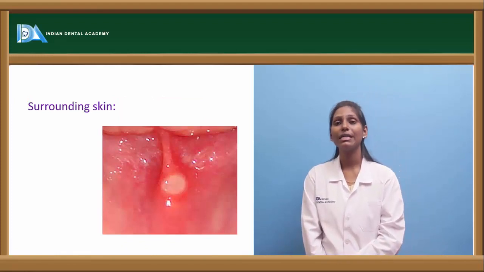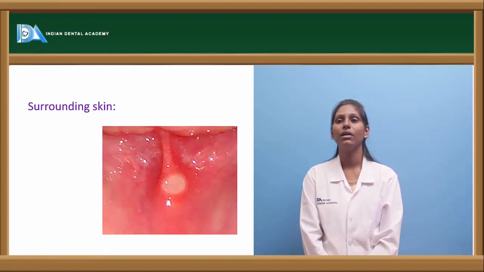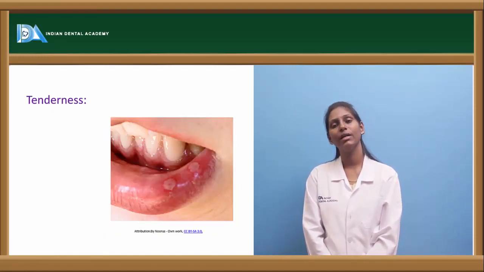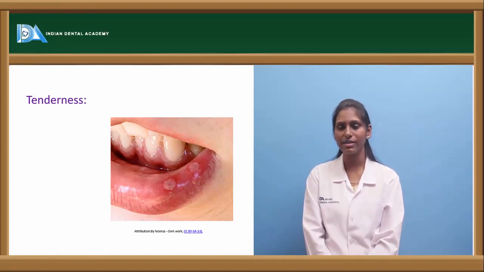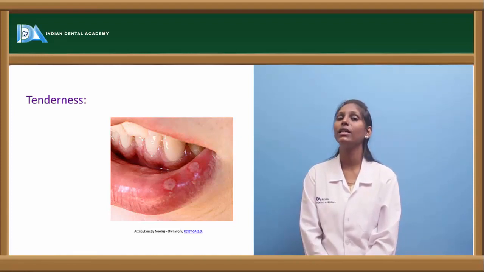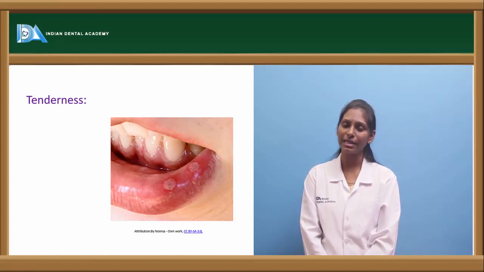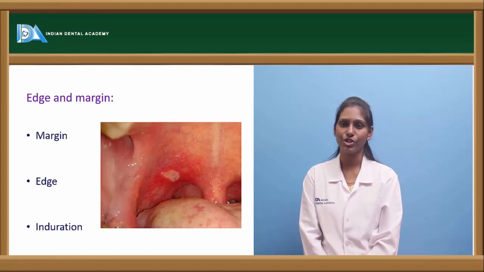And coming to the surrounding skin, this ulcer where we can see an erythematous border surrounding it, like an aphthous stomatitis, and tenderness. Usually in case of all inflammatory swellings, we can elicit tenderness, and in case of malignant swellings, usually they are painless, but they become painful when they are secondarily infected or when they actually invade the adjacent nerve tissues.